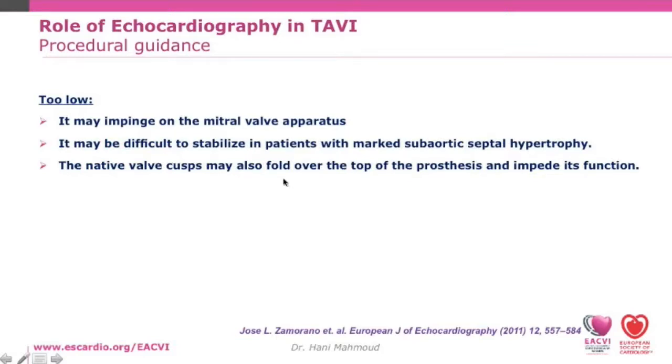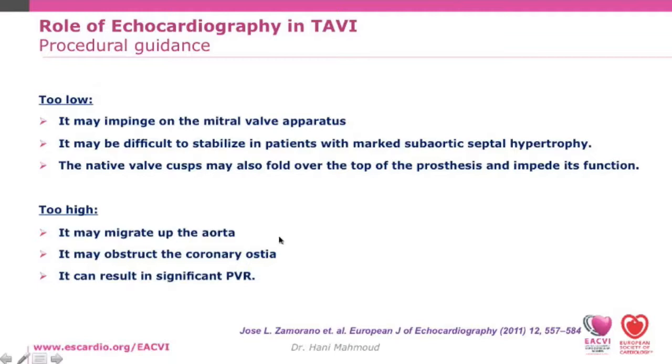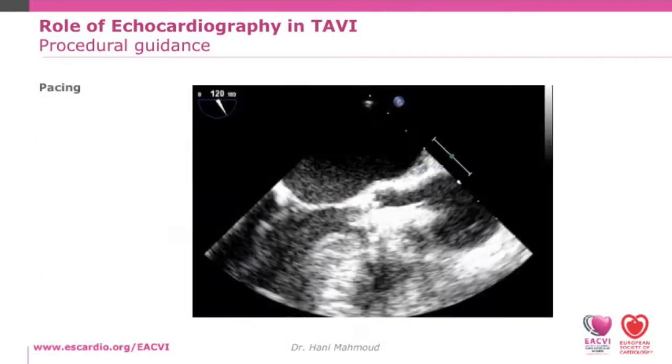Why is positioning very important? Because too low implantation can cause migration of the prosthesis itself. It might be difficult to stabilize it, and also the native cusps can overhang above the prosthesis, causing obstruction to the outflow. On the other hand, too high implantation can cause migration up to the aorta. It may obstruct the coronary ostia, and it can also cause significant paravalvular regurgitation.